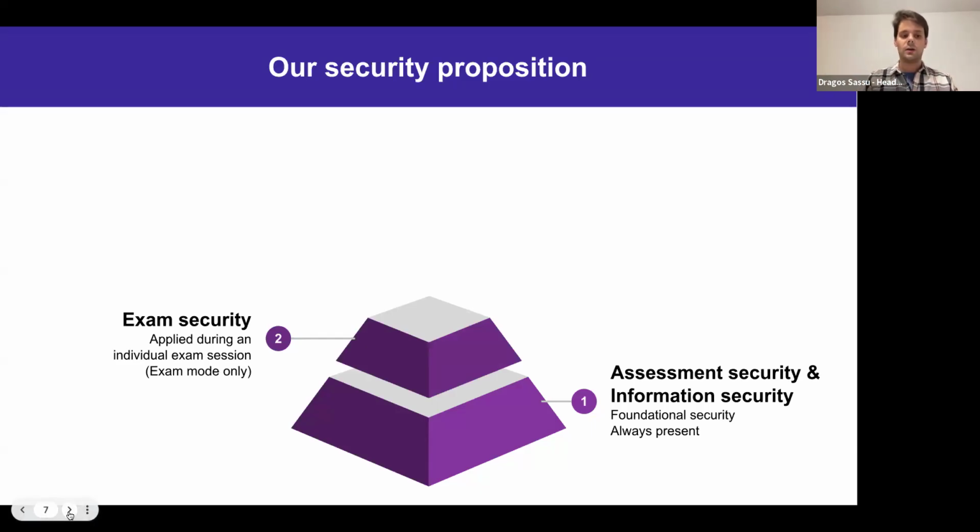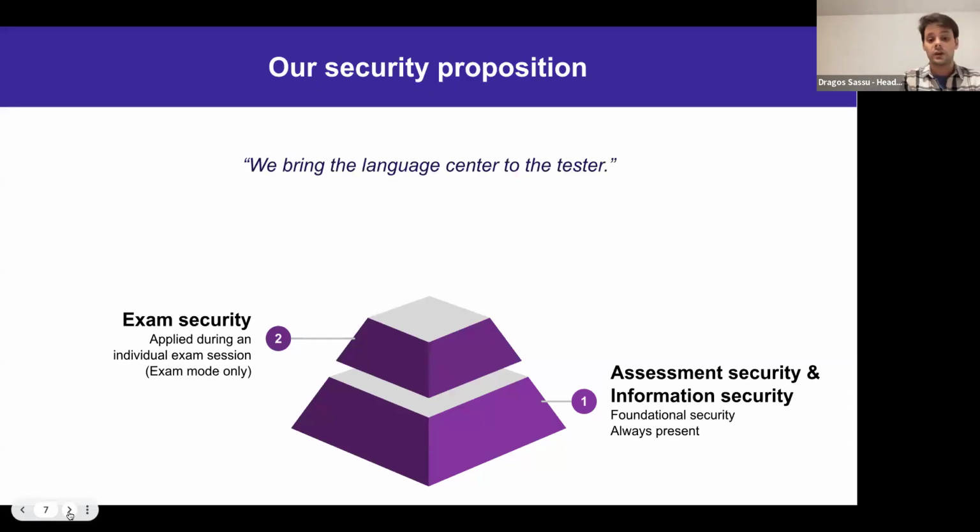Now, the way in which we think about exam security at EnglishScore is that we try to bring the language center to the tester. What this means in practice is that we have the same expectations from a test taker when it comes to how they act and how they think about their environment, as if they were in a language center. The tweak we offer is that we let them choose the most accessible environment in which to take the test. And this is what makes EnglishScore so valuable. It can be taken anywhere as long as you have responsible test takers.